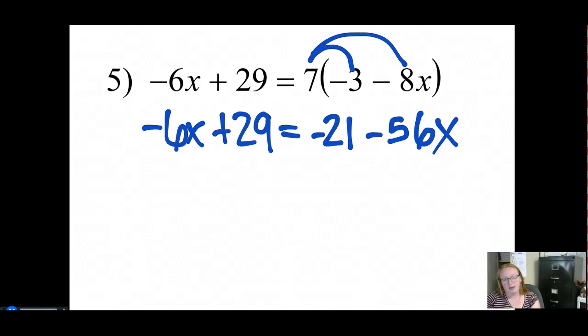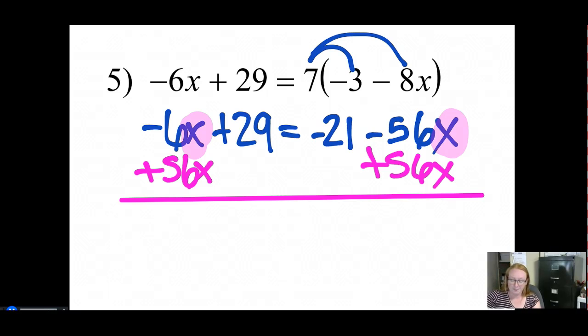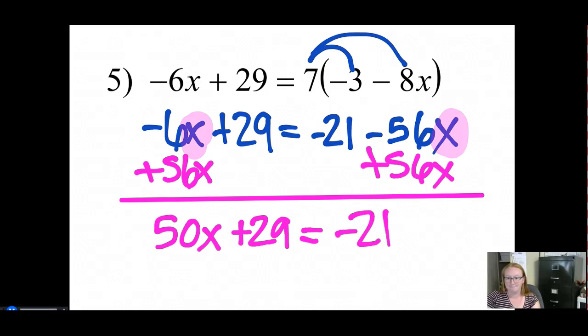So now I'm looking at this and I'm trying to get my x's by themselves. Problem is I have 2 x's in this problem right now. So my goal is to get those x's together. In order to keep it positive, I'm going to add 56x to both sides. Okay, so if possible, I like to add the bigger one, making it positive. I get 56 minus 6 makes 50x plus 29 equals negative 21. Okay.